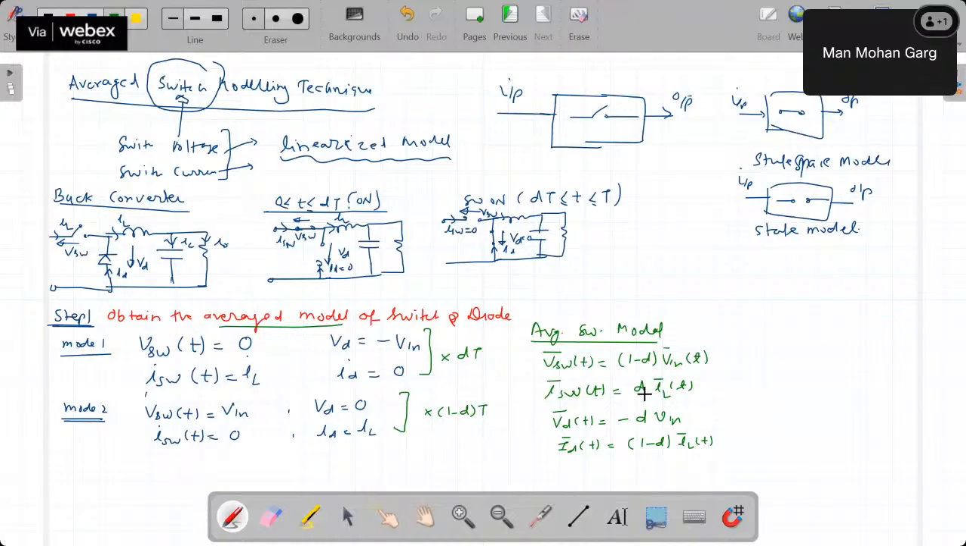Now, similar to the previous one, this D is also a function of time, this IL is also a function of time. So two equations are there. It means this model which we have obtained is averaged, but it is not linear, it is non-linear. So we have to linearize it.